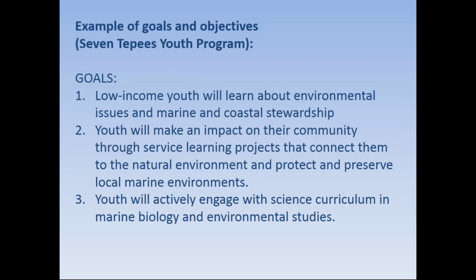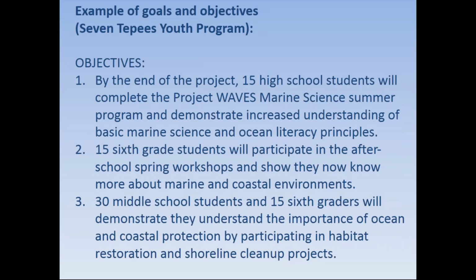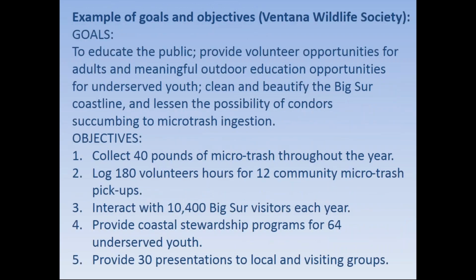Here are a few real examples of what a list of goals and objectives can look like. So you see this project listed several goals. For example, low-income youth will learn about environmental issues and marine and coastal stewardship. And that was followed by a few measurable objectives that specifically list how the overarching goals will be met. So 15 high school students will complete a summer program and demonstrate increased understanding.